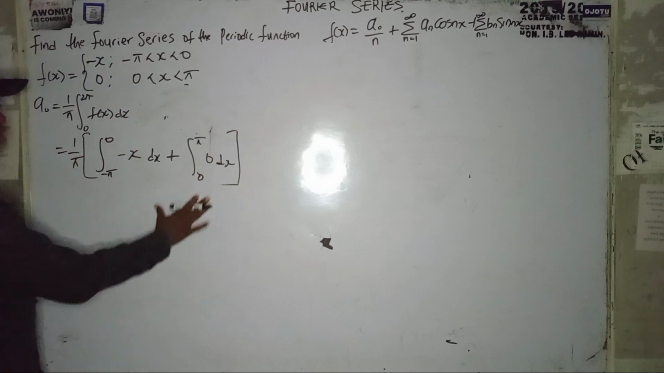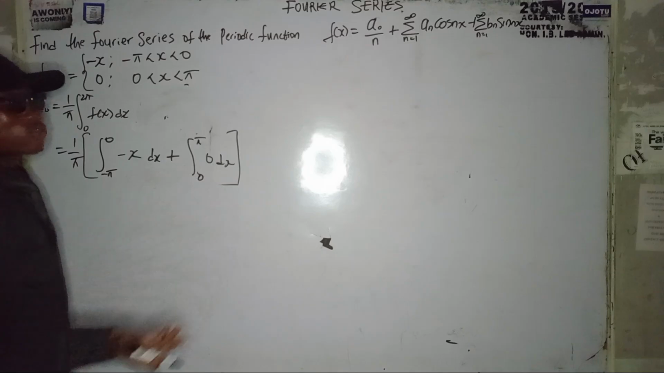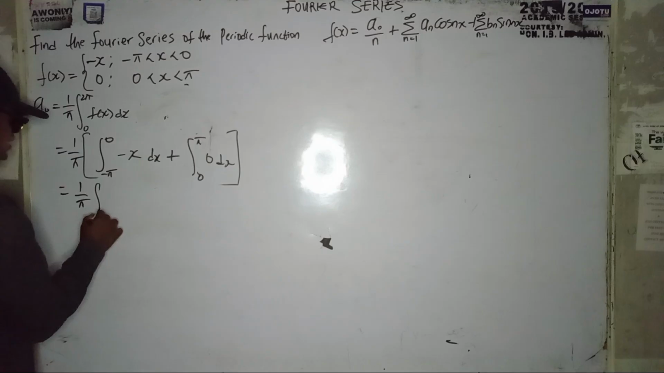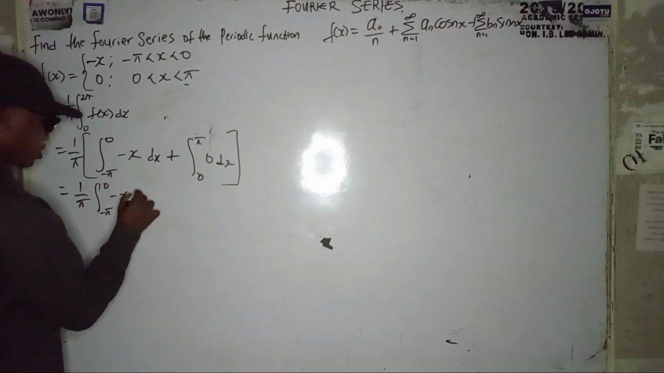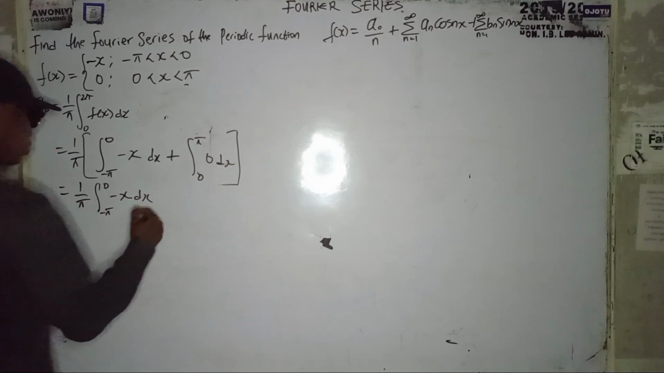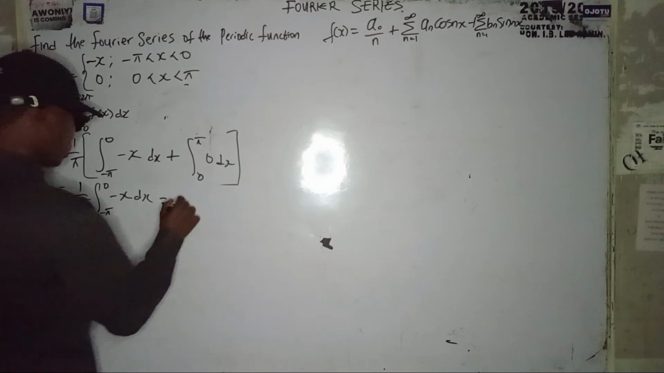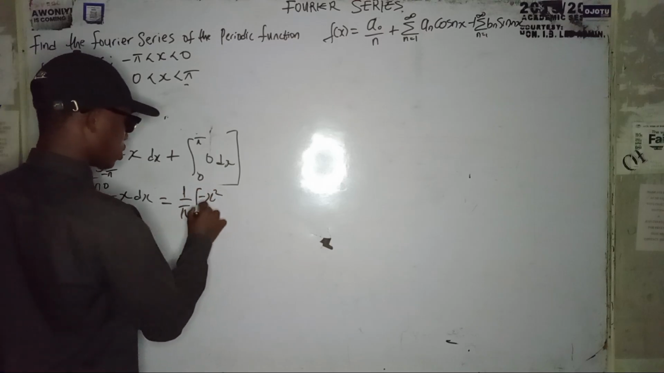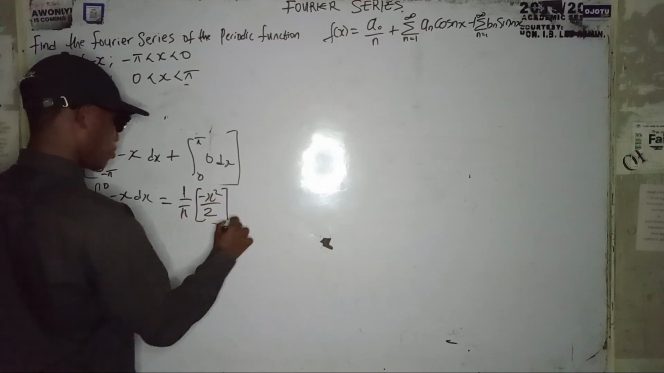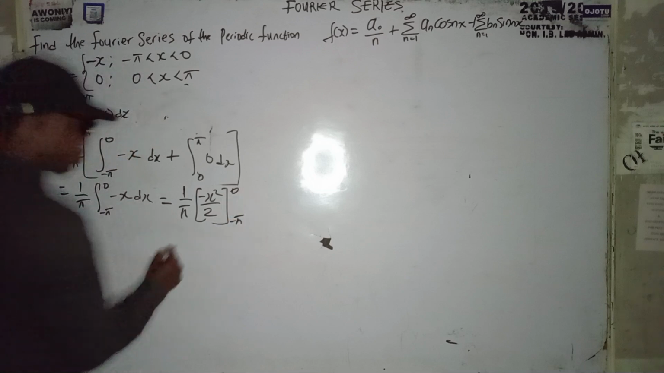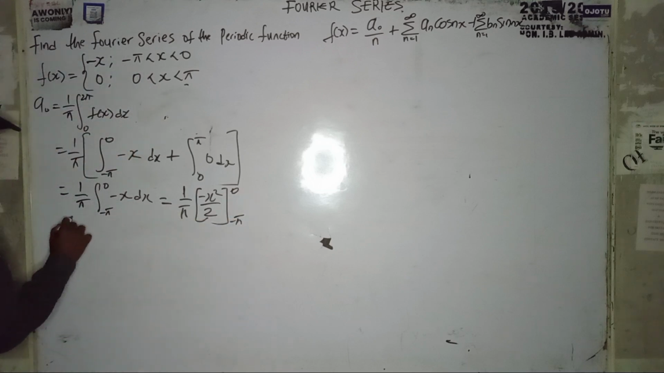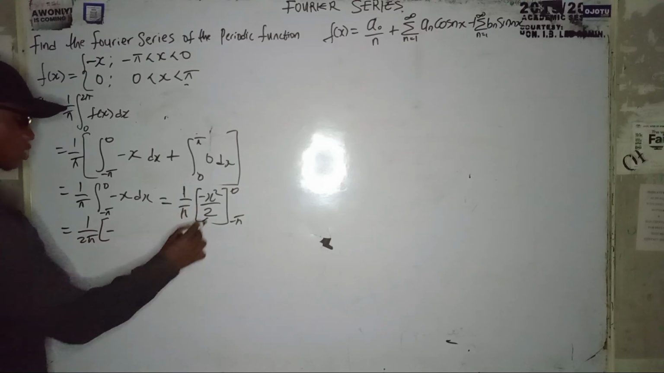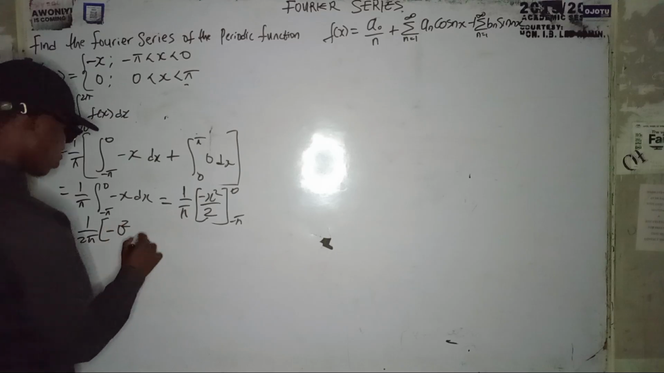So this is how we are going to break it down. The 0 integral just cancels out, so we just have 1 over pi times the integral from minus pi to 0 of minus x dx. After integrating this, we are going to have minus x squared over 2 from minus pi to 0. We can bring the 2 outside, so we have 1 over 2 pi, and then minus x squared, that is 0 squared.